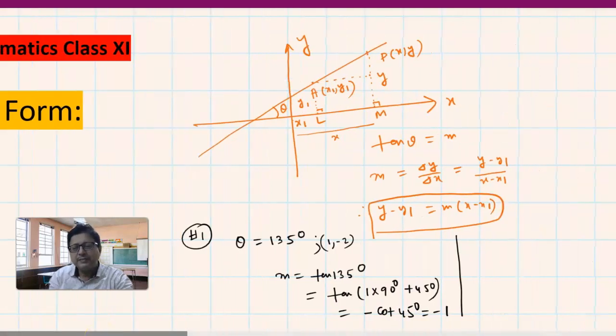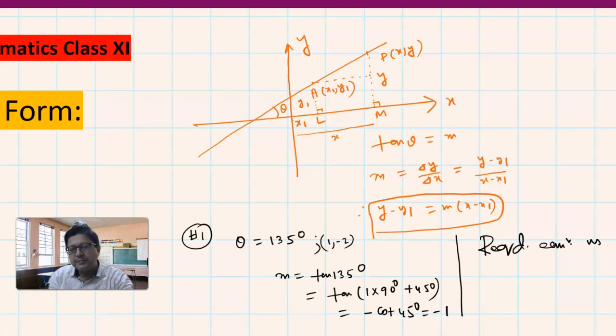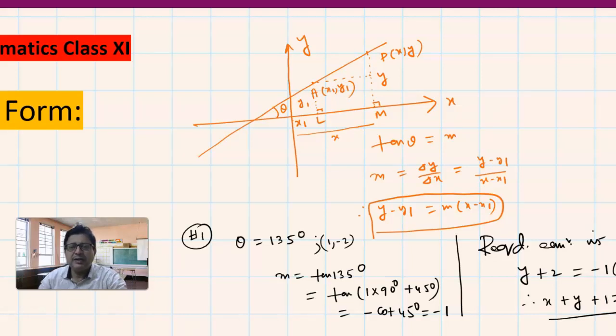That is, the required equation is y minus (minus 2) equal to m into x minus 1. Just by transferring everything to the left side, we have x plus y plus 1 is equal to 0. We get the required equation of line.